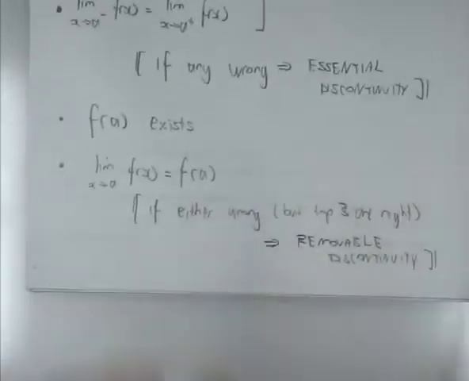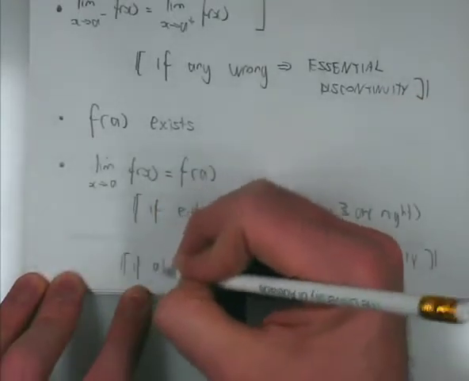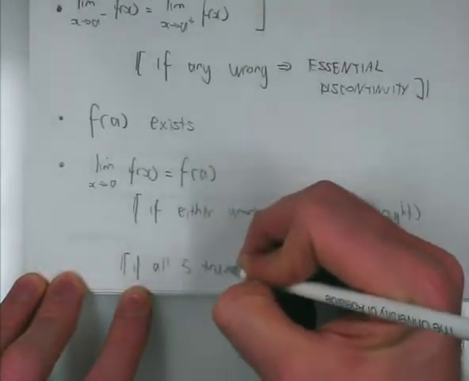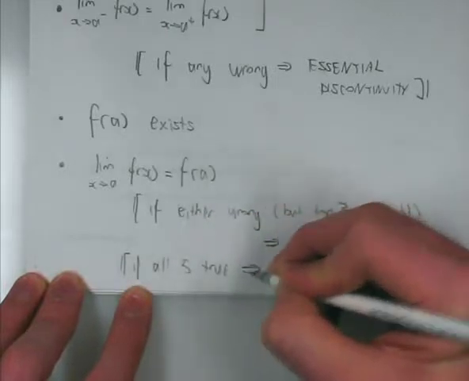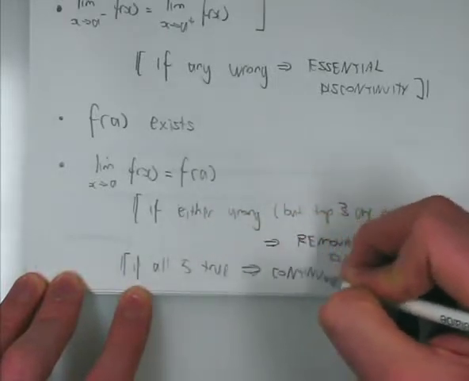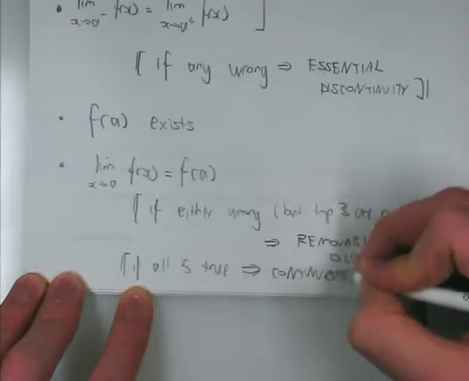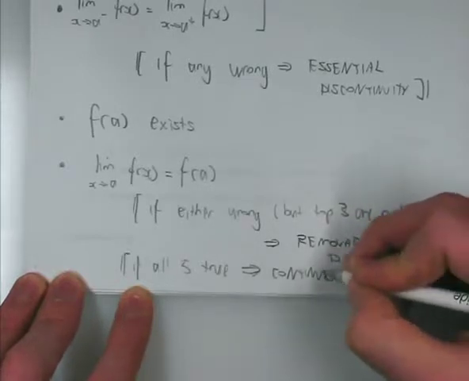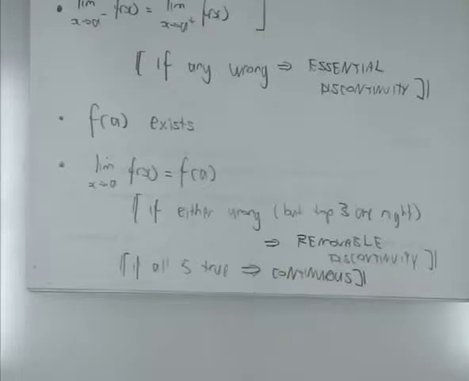But of course, if all five of them are true, it's actually continuous. So if all five are true, that means it's continuous. Okay? Does it also have to be differentiable? No. You can be continuous without being differentiable. But if you're differentiable, then that implies you're continuous.